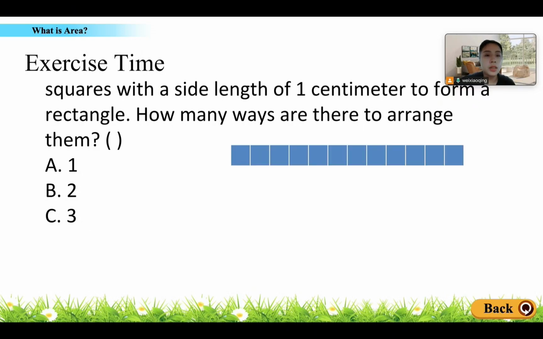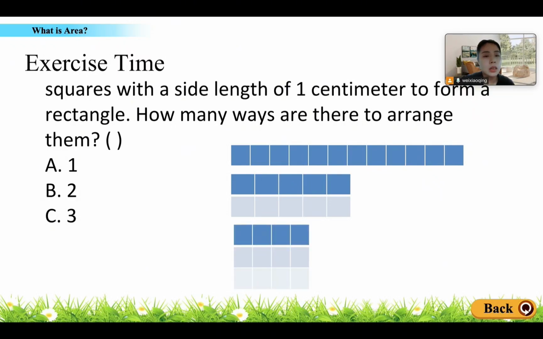The first one, a rectangle with a length of 12 centimeters and a width of 1 centimeter. 2. A rectangle with a length of 6 centimeters and a width of 2 centimeters. 3. A rectangle with a length of 4 centimeters and a width of 3 centimeters. So the answer is C.